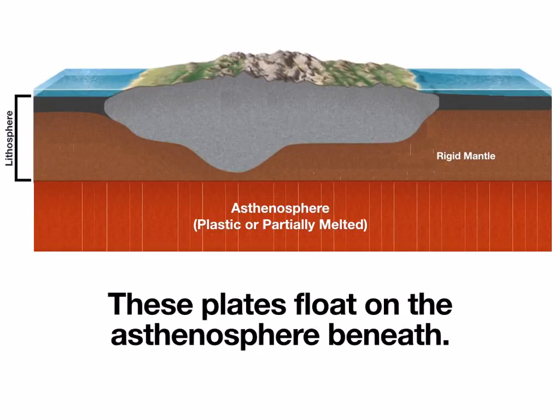Now, that crust, whether it's oceanic or continental, along with this kind of orangey section called the rigid mantle, those two together are what make up our lithosphere, this solid outer shell of the Earth. Keep in mind that beneath that is kind of a gooey, plastic, partially melted bubblegum layer called the asthenosphere. And so the plates that we live on are actually floating on the asthenosphere beneath.